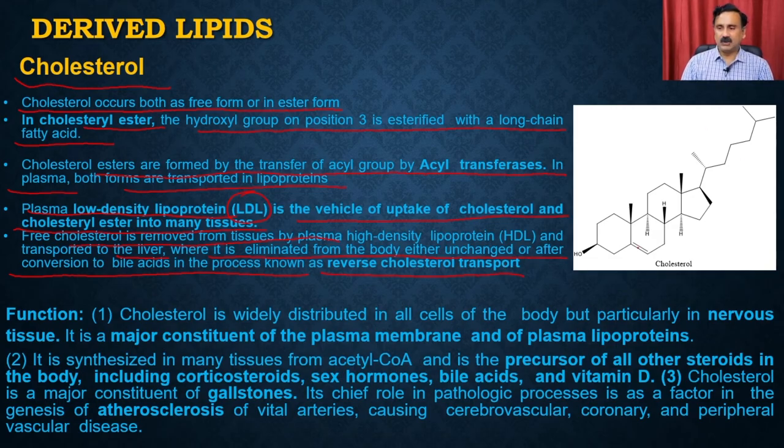So this is the structure of cholesterol. What you see here is that it has different types of rings, and then it has this chain, right? What is the function of cholesterol? Cholesterol is widely distributed in all cells of the body, but particularly in nervous tissue. It is a major constituent of the plasma membrane and of the plasma lipoproteins. It is synthesized in many tissues from acetyl-CoA, and it is the precursor of all other steroids in the body, including corticosteroids, sex hormones, bile acid, and vitamin D.